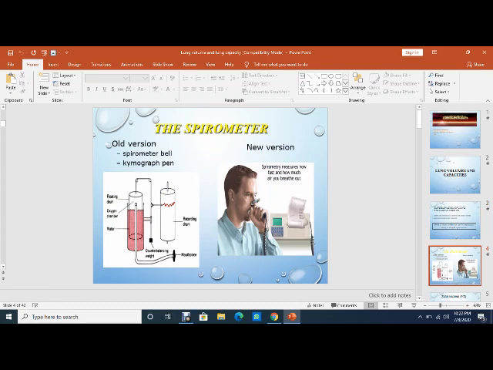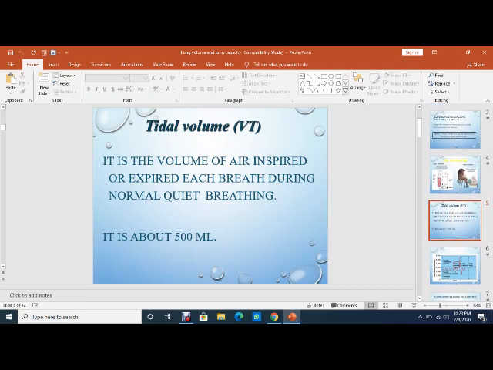This is the old version spirometer, the Bell kymograph, and this is the new version. Spirometry measures how fast and how much air you breathe out. Tidal volume is the volume of air inspired or expired each breath during normal quiet breathing. It is about 500 ml.